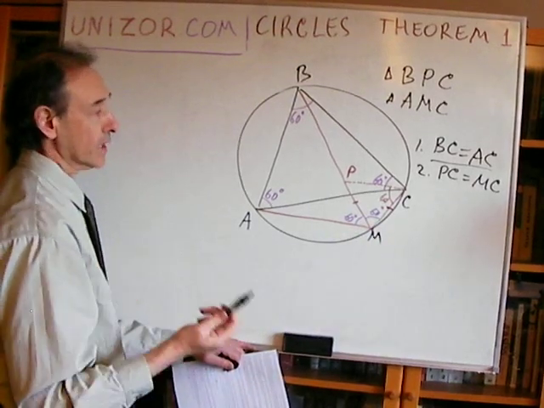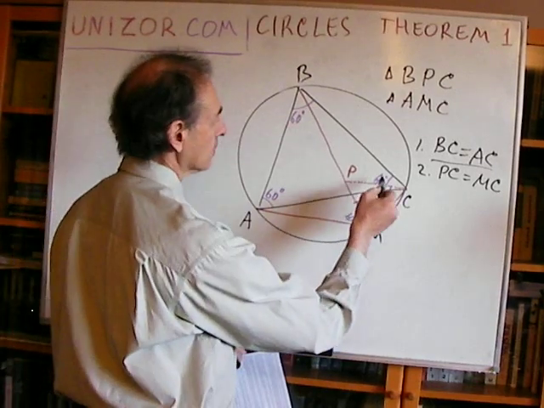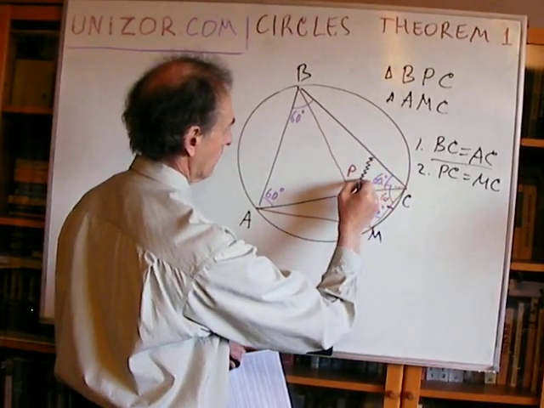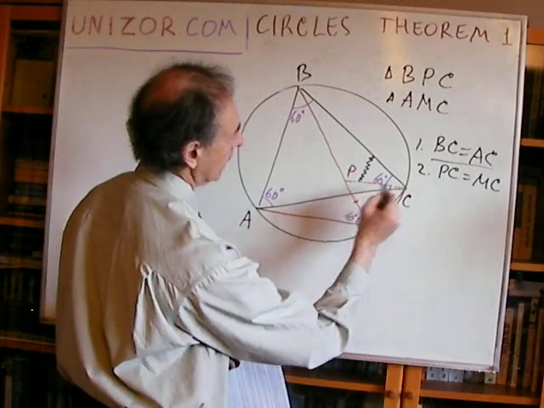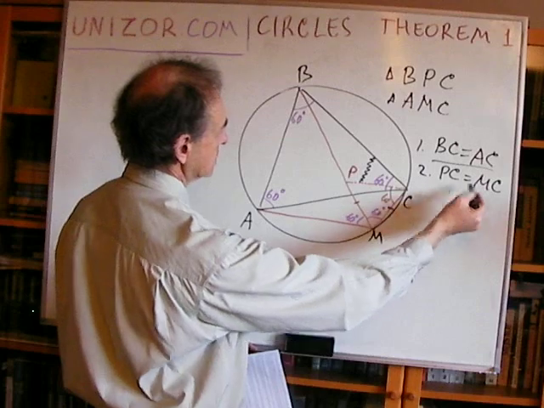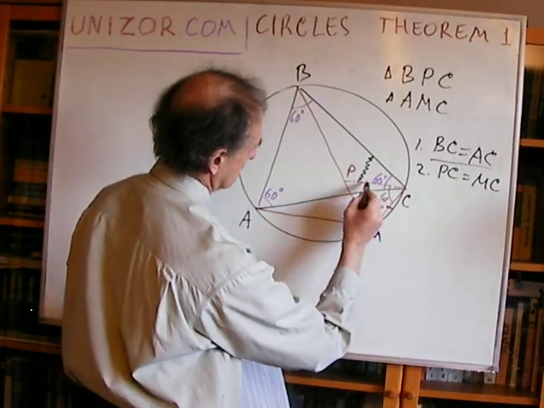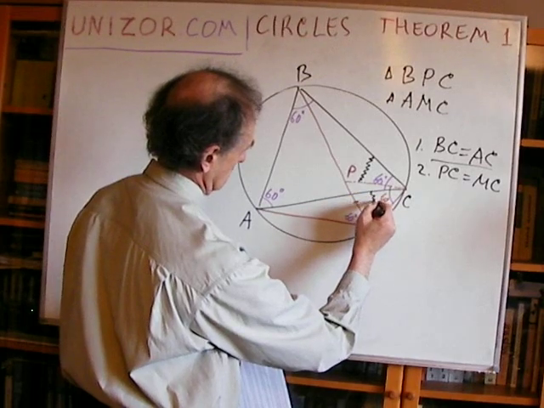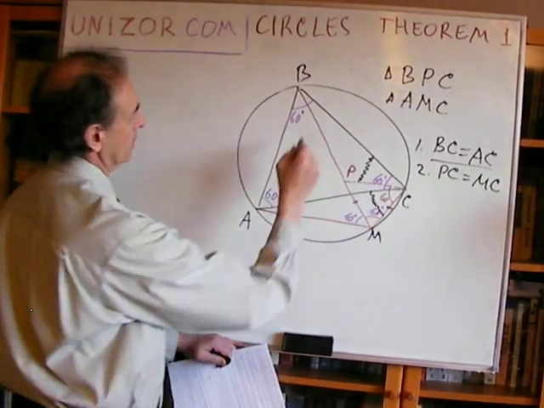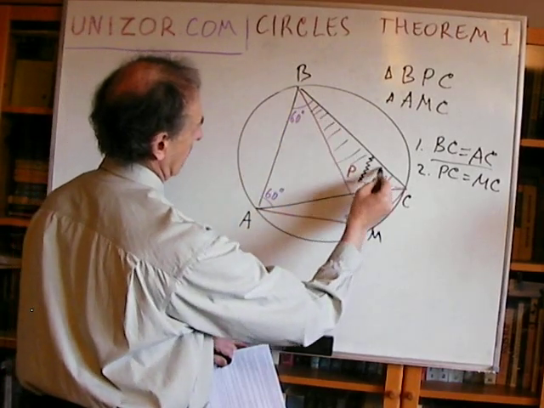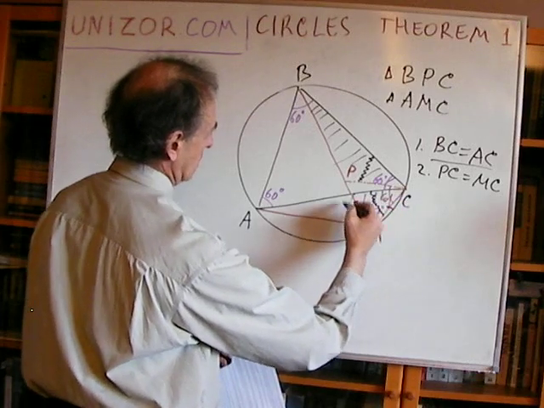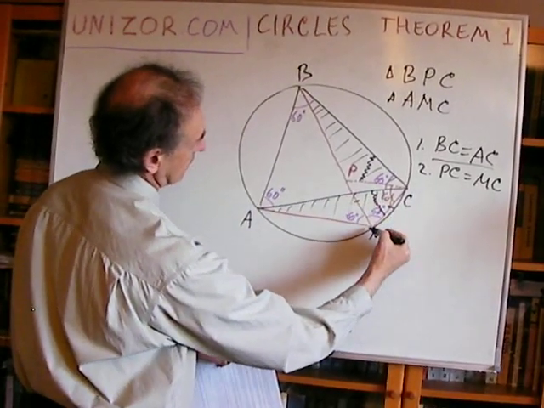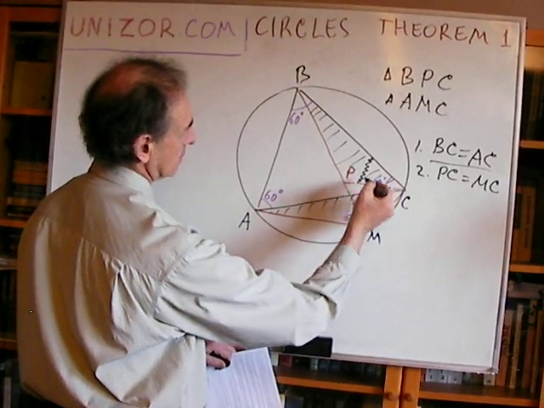So the only question that actually remains is whether the angle between these two, BC and PC, this angle, is congruent to the angle between PC and MC, which is this angle, AC and MC. Okay. So in this triangle and in this triangle, we have side equal to side, another side equal to another side, and the only thing which remains is this angle against this angle.